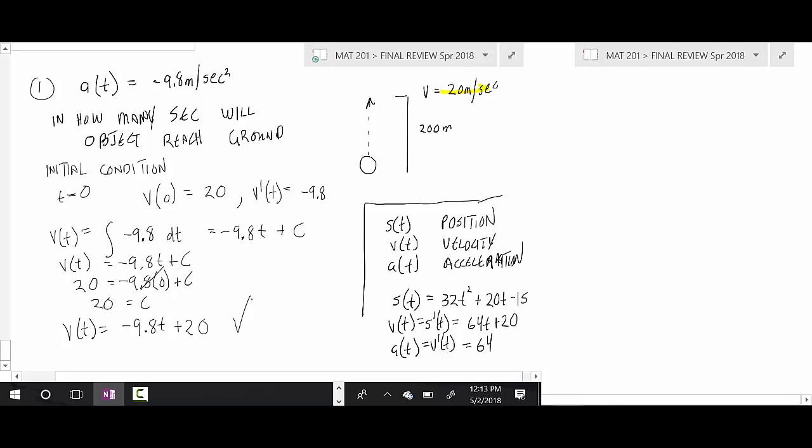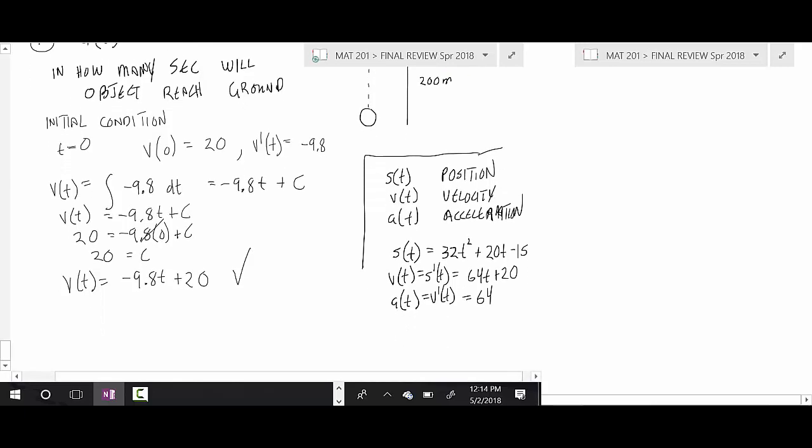What you ultimately have to do is get the height of the object. You've got to get s of t, because we're going to figure out when s of t is 0, because that's when it drops to the ground. Are you guys with me so far? Now the integration's not hard. The calculus is not hard on this. It's just the concept behind this that's a little challenging.